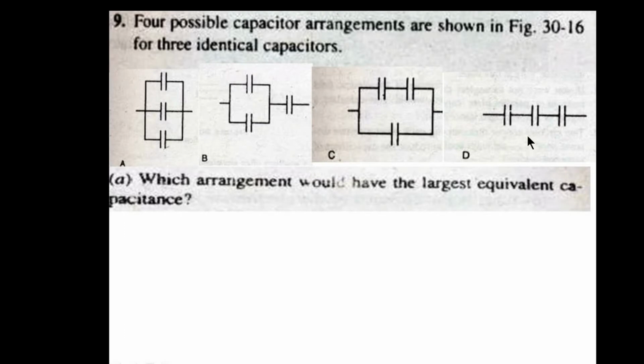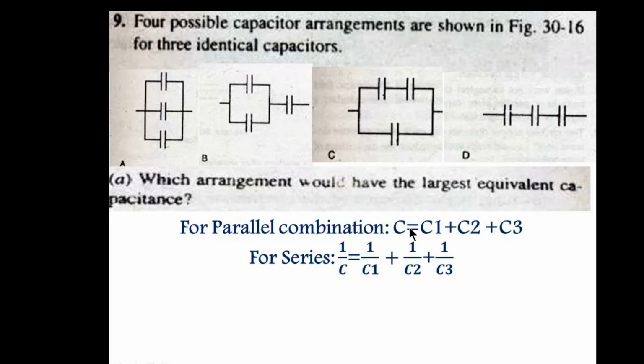For a parallel combination, the equivalent capacitance is found by adding all of these capacitances C1, C2 and C3. For a series combination, it is the reciprocal of 1 by C1 plus 1 by C2 plus 1 by C3, and we get the equivalent capacitance. So here we can see that the greatest equivalent capacitance would be for the parallel combination, and the least would be for the series combination. So here option A is the correct option.